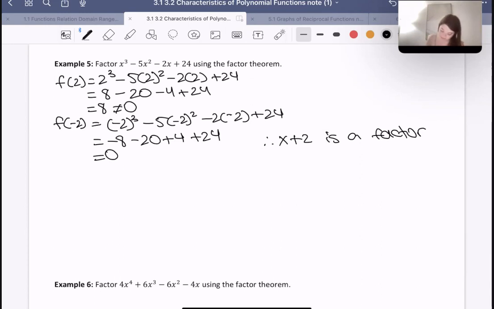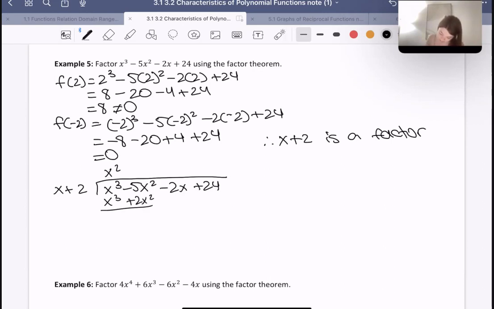Okay, so going back to our long division method, we have x plus 2, and then here we have x cubed minus 5x squared minus 2x plus 24. How many times does x go into x cubed? Well, x squared times. What's x times x squared? It's x cubed. And what's 2 times x squared? It's 2x squared. And then we subtract, and we end up with negative 7x squared, and then we bring down the negative 2x.